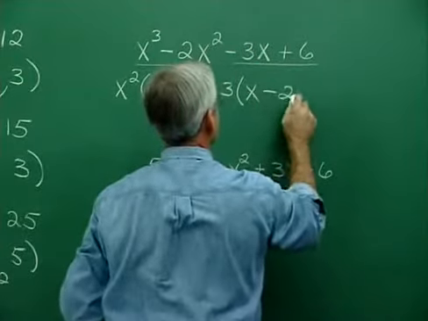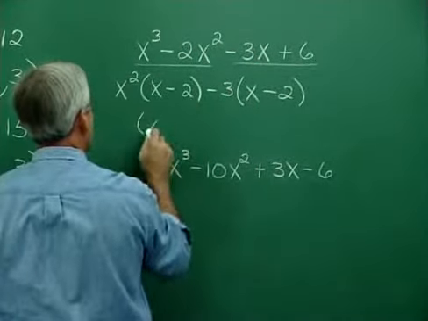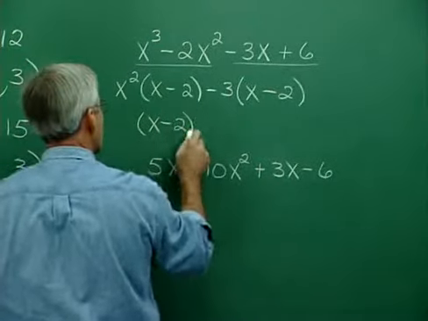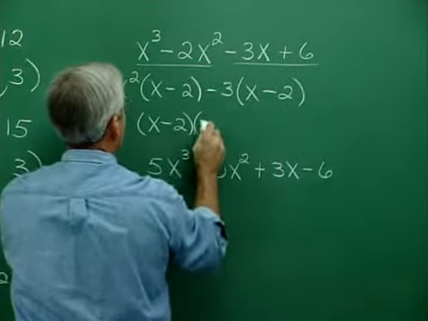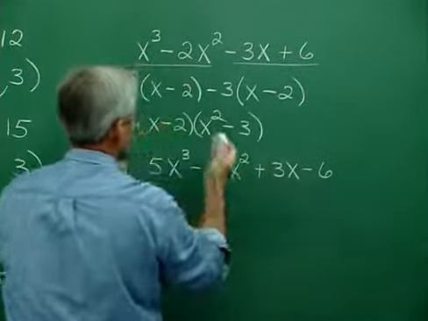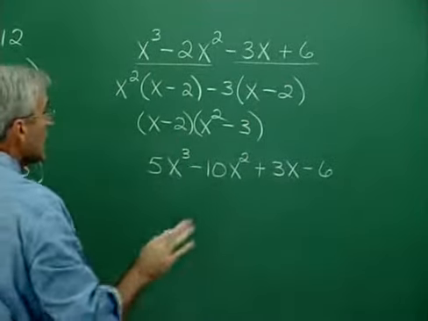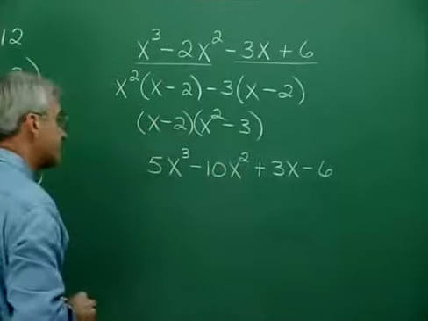Now I have x minus 2 in both of these, so I can pull x minus 2 out of each of these terms. X minus 2 out of this term leaves x squared, and x minus 2 out of this term leaves minus 3. So our correct factored form. This, by the way, is not the difference of squares because 3 is not a square.